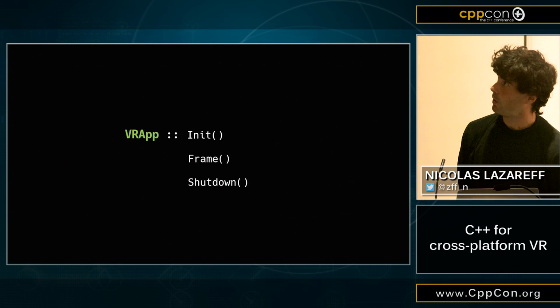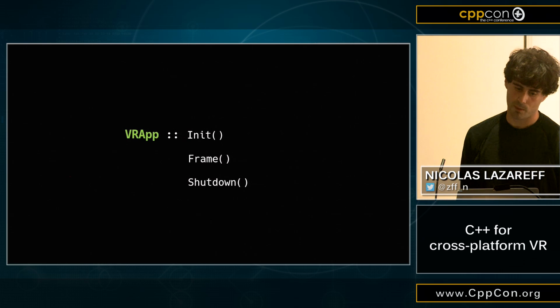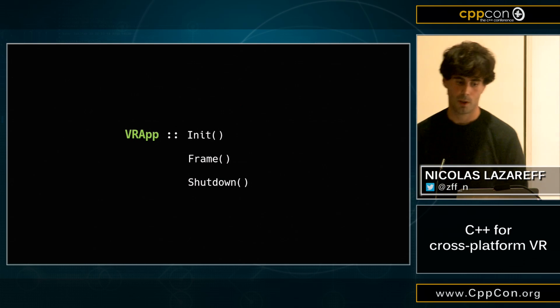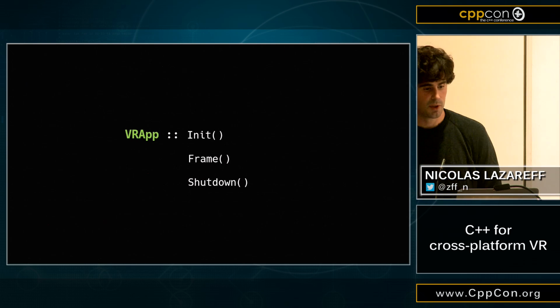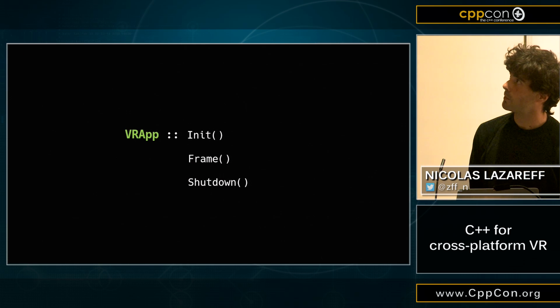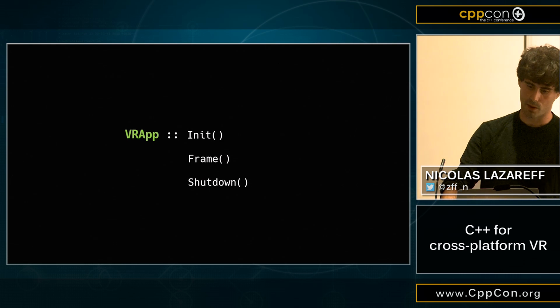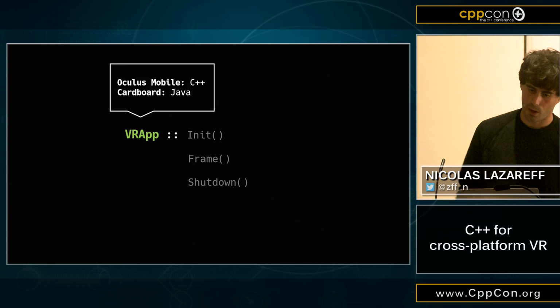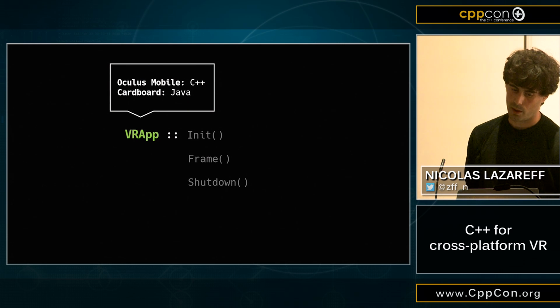So all VR apps effectively look the same, and this actually looks similar to a game also. The skeleton is you initialize some stuff, and then you have some kind of run loop, and you get frame callbacks, or you write your own frame callbacks. And then when you're done, obviously, you shut down and clean things up. So on Oculus Mobile, it's C++. Cardboard is Java.